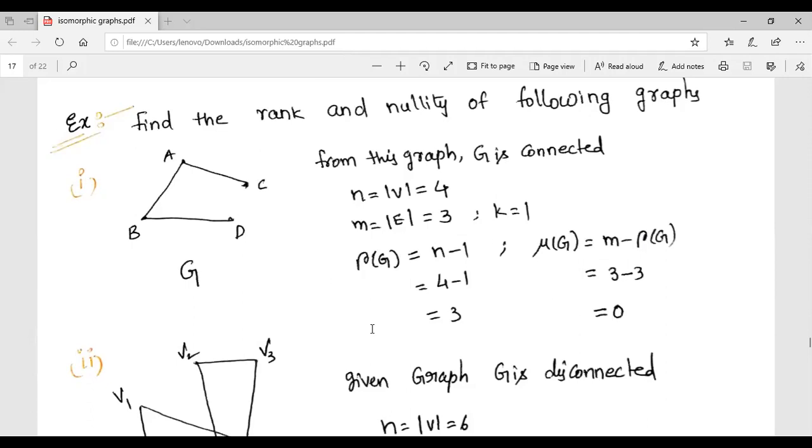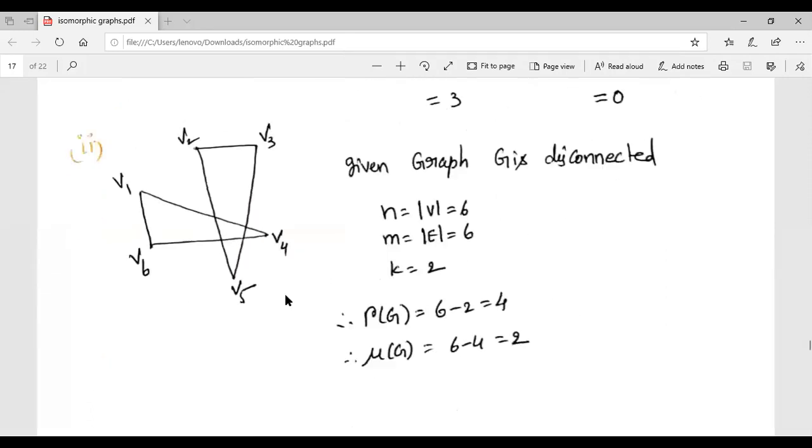Okay, so next we go for another example. This is the given graph. In this graph we have to check whether it is connected or disconnected. First we check it. We consider two vertices V1 and V5. From V1 to V4 and V1 to V6 and V6 to V4. That's it. There is no path from V1 to V5.